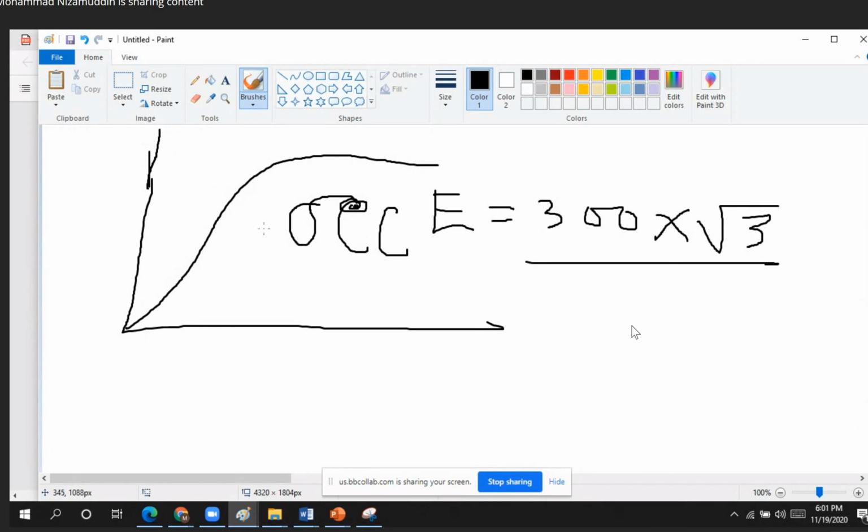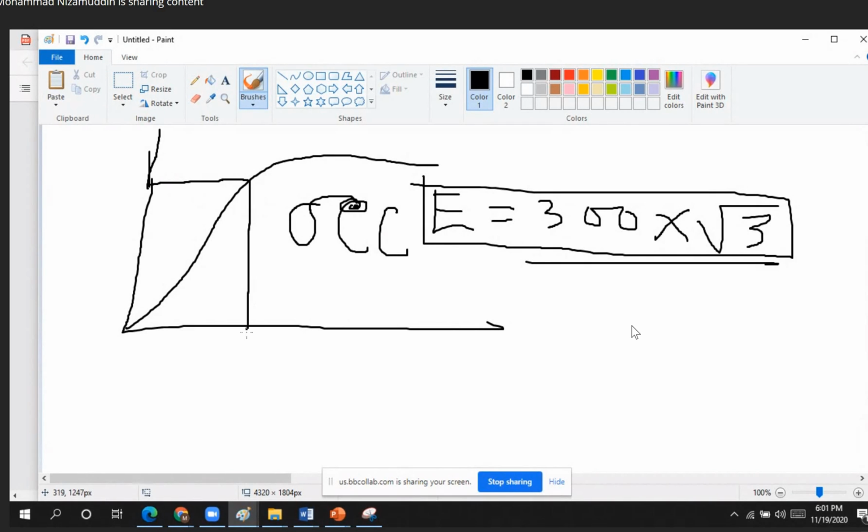Okay, three-phase circuit. So what is the line voltage OCC is mentioned? So this is for line voltage at no load situation. So you find out that voltage and you can find out the field current. Okay, so this is what they get.